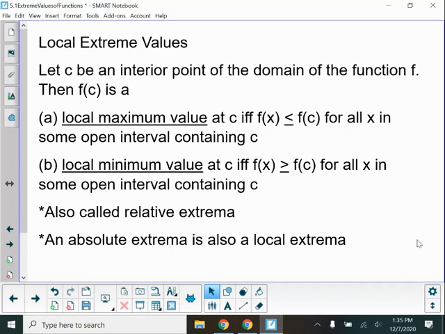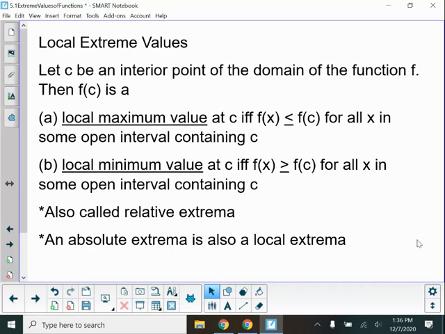These are sometimes called relative extrema instead of local. So just like you had absolute and global, local and relative are also going to be interchangeable. And also, all absolute extrema are also called local.